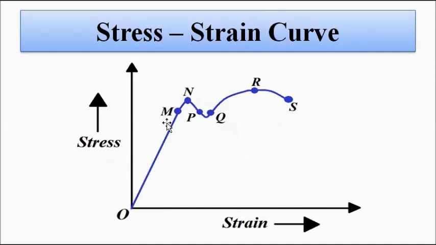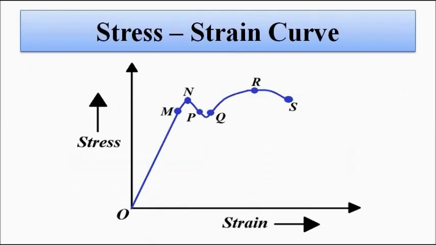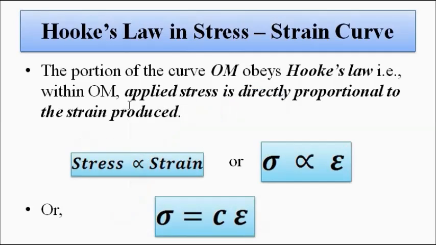Now as this term suggests, this portion OM, you can see that it is pretty much straightforward, a line passing straight through the origin. It means during this portion OM, the stress applied is directly proportional to the strain produced. So this portion obeys a particular law which is called Hooke's law. Stress is directly proportional to strain.